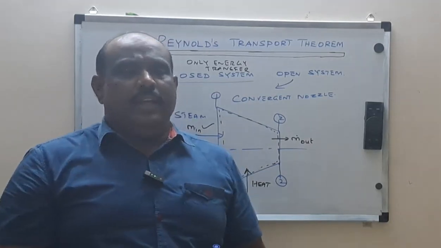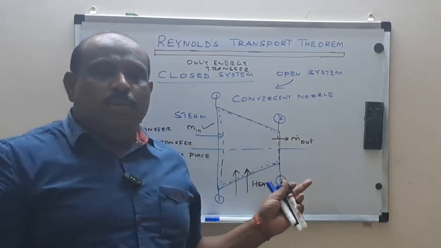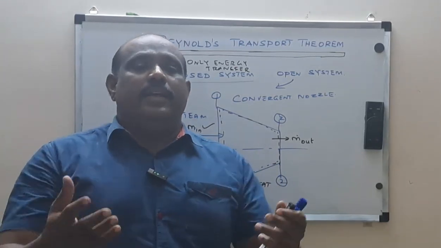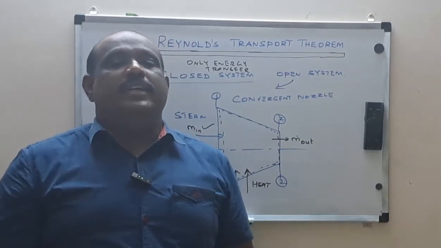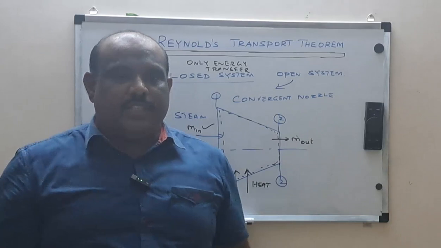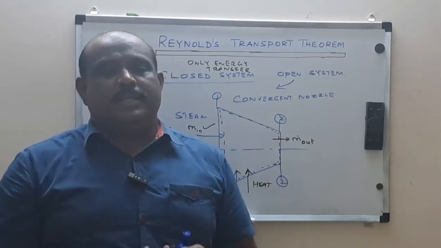So you can see even this convergent nozzle is an example of an open system, because both mass transfer and energy transfer take place. Compressors, blowers, fans, pumps, turbines, heat exchangers, all devices of engineering applications are open systems in nature.